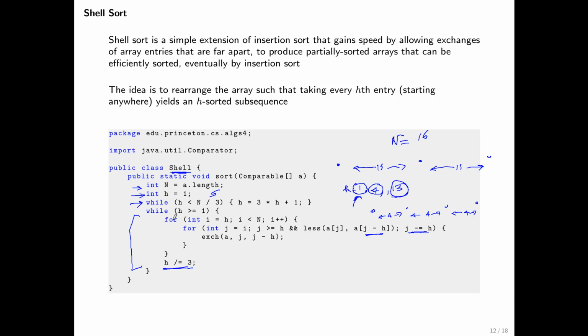In that case, this part of the code is going to order the elements that are 4 apart. Okay? And once that is done, h is reduced by 3. So 4 divided by 3 using integer division is 1. And 1 is greater than or equal to 1. And when h is 1, this code here is the standard insertion sort.